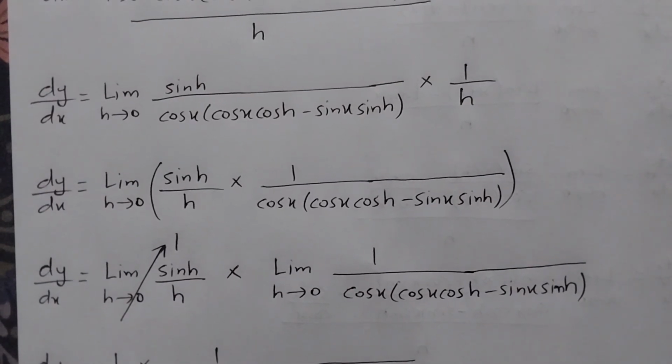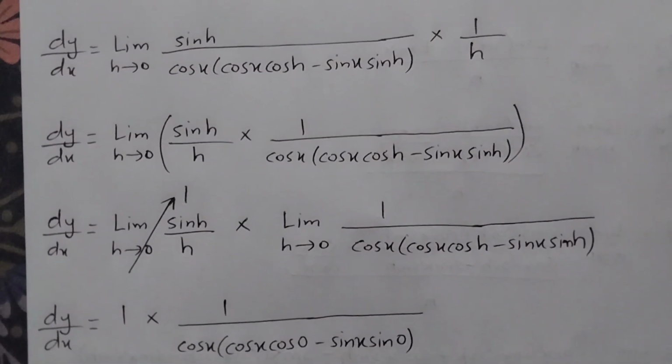So this will become sin h over cos x into cos x cos h minus sin x sin h into 1 over h. So if we look at this expression, we can use the limit, which is a very well known limit, sin h over h. So we can shuffle the denominators. So I've written this as sin h over h into 1 over cos x cos x cos h minus sin x sin h.